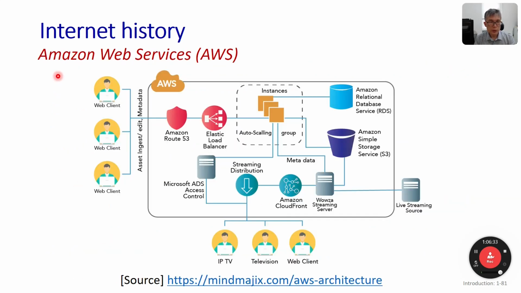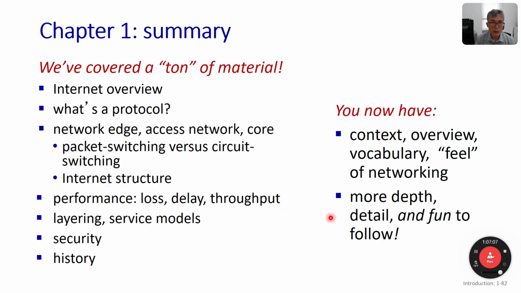This is the cloud service, Amazon Web Services, AWS, right? So many clients use AWS for their service. IPTV, television, web client service providers are also using AWS, making their own servers. So elastic cloud computing service can be provided by Amazon, the cloud.